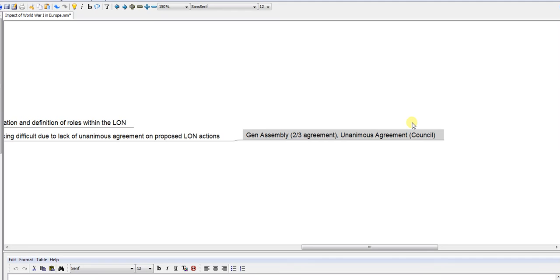exco of the student council. So this is the student council, this is the exco of the student council. All the exco or the council members must agree to this particular action in order for it to be taken.